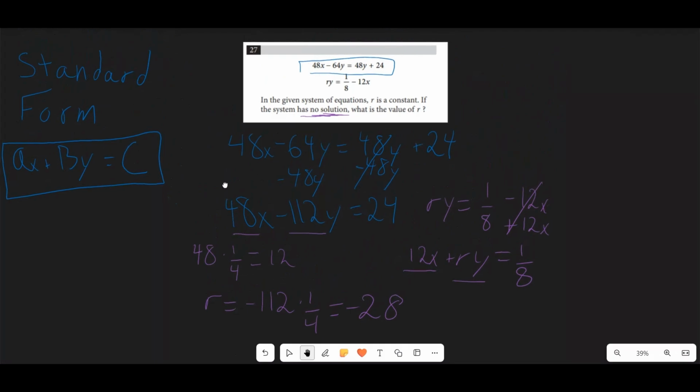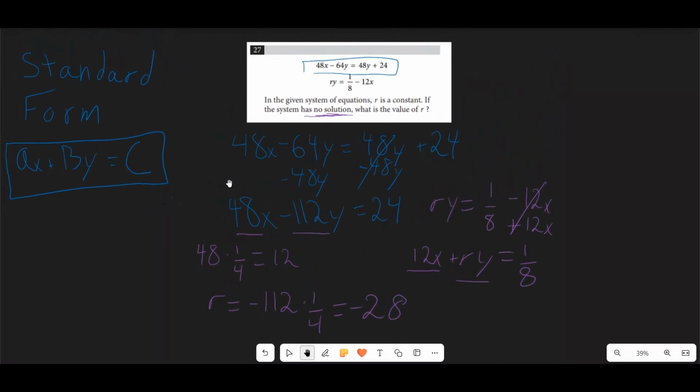One was the slope-intercept form, which is a little bit slower and took more time, and the other is standard form, which will save you a lot more time, right?